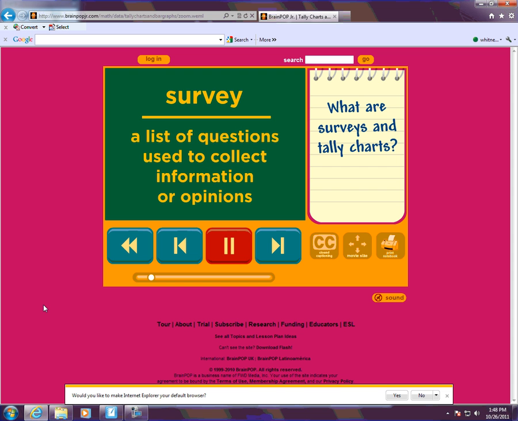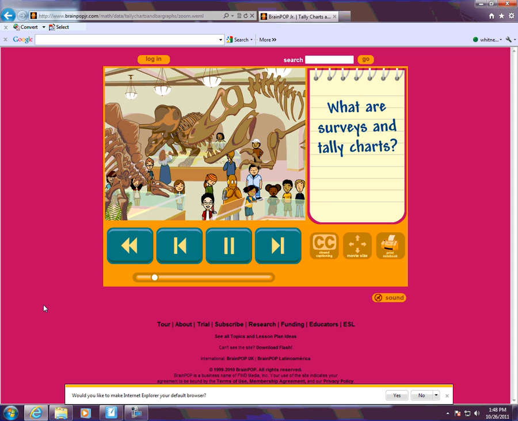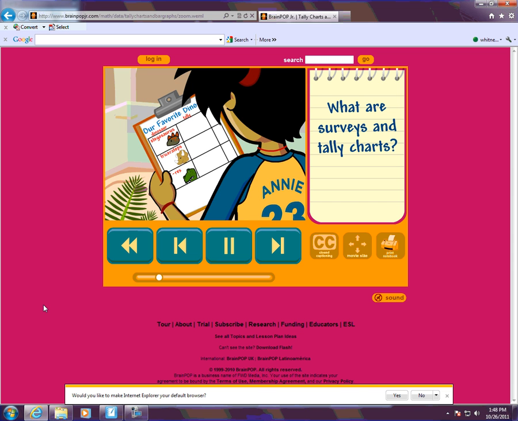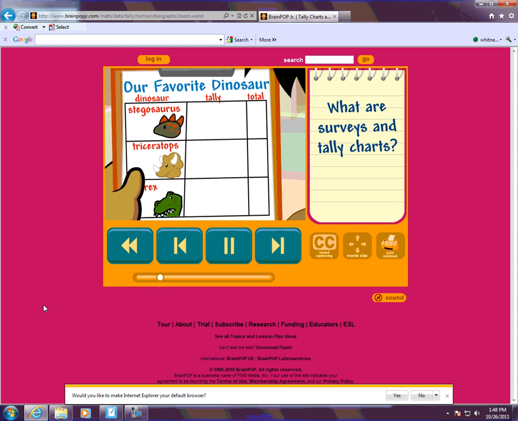A survey is a list of questions used to collect information or opinions. Let's see. There are 3 dinosaurs here. Let's take a survey to find out which one our classmates like best. We can use a tally chart to record data or information.